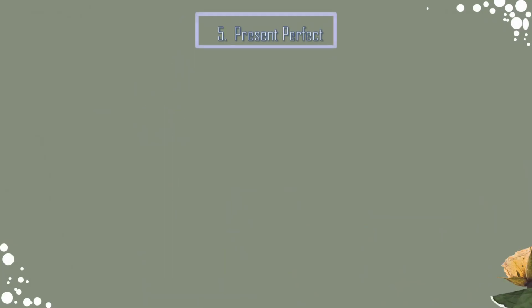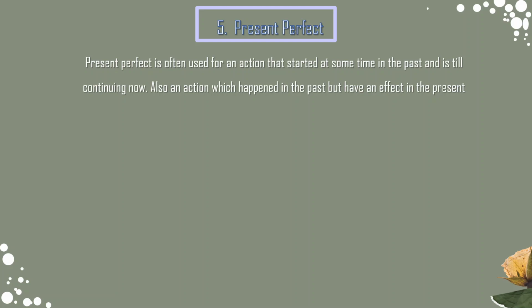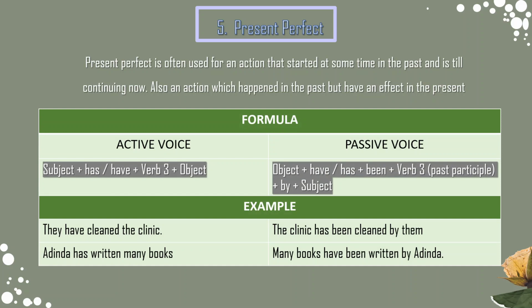Next, present perfect. Present perfect is often used for an action that started at some time in the past and is still continuing now. Also, an action which happened in the past but has an effect in the present. This is the active voice formula: subject plus has or have plus verb 3 plus object. And passive voice: object plus have or has plus been plus verb 3 or past participle plus by plus subject.